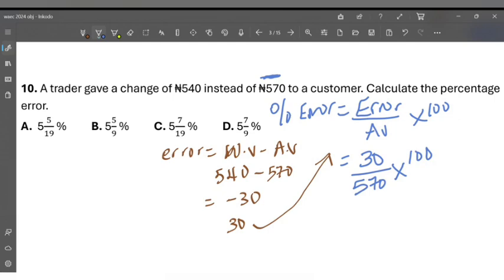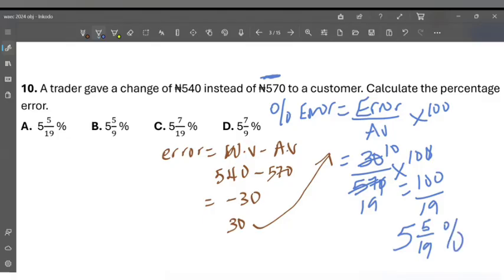Now I can punch my calculator, but since my answers are in fractions, let's try and divide. So this 0 is going to cancel this 0 here, and I'm left with 30 times 10 over 57. I know 3 can go here, 10. I know 3 can go here, 19. So this is equal to 100 over 19. If I want to convert this improper fraction into a mixed fraction, because all my answers are in mixed fractions, I just simply need to divide. 100 divided by 19 is 5 whole number, remainder 5, so 5 and 5 out of 19 percent, which is option A as the error.